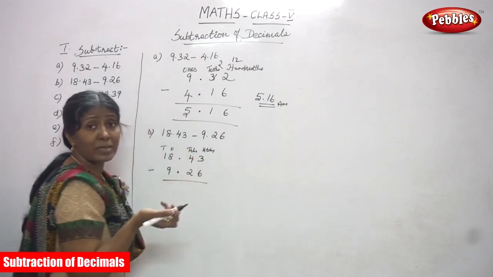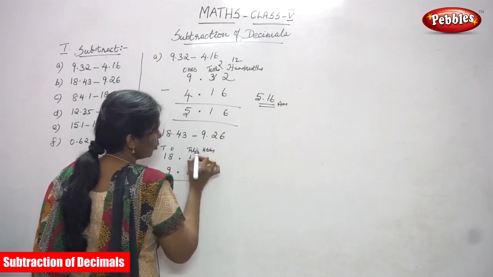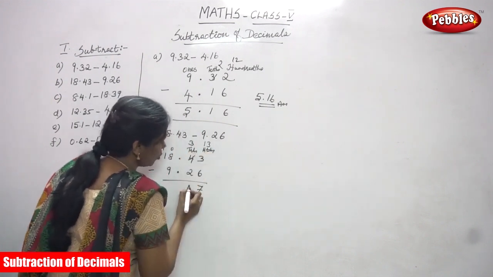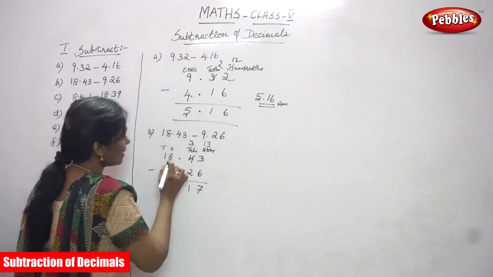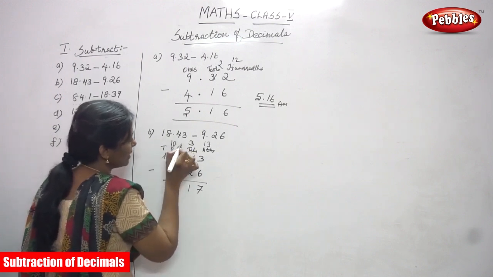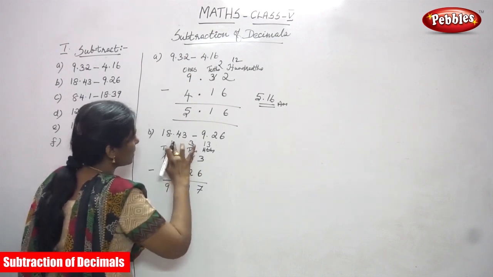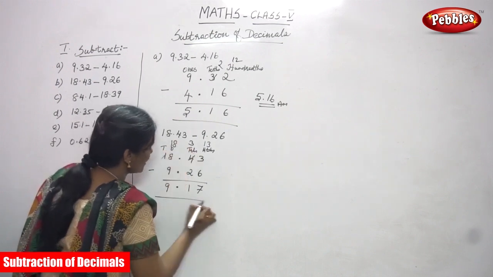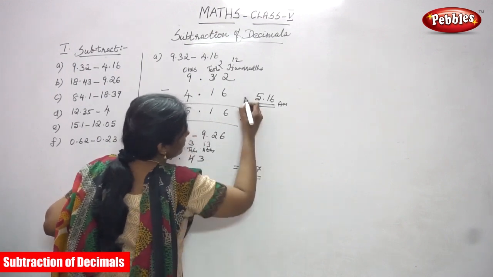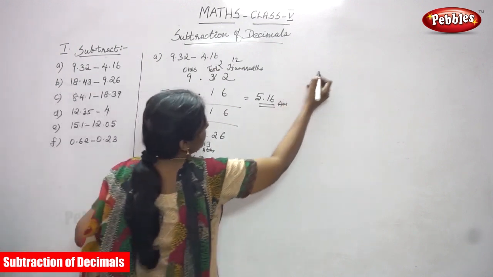So 3 minus 6 you can't subtract, so you have to borrow from the next digit, that 4, which is 4 tens. So 3 becomes 13, 13 minus 6 is 7. This 4 becomes 3, 3 minus 2 is 1. After that put a point. So 8 minus 9 you can't subtract, so you borrow from the tens place value. 8 becomes 18, 18 minus 9 you can get 9. So 1 becomes 0. You cancel the 1. So the answer is 9.17.